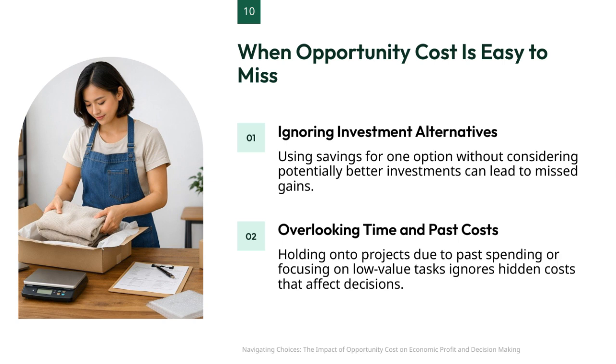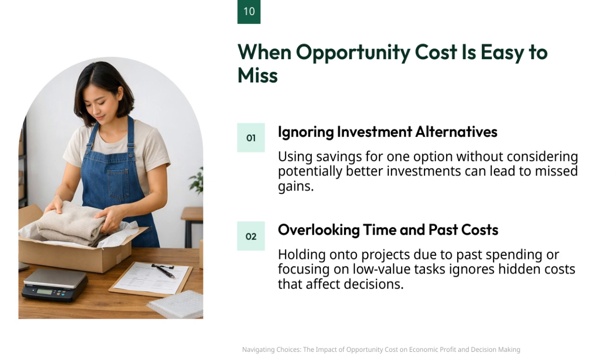The second point is about overlooking time and past costs. People often hold on to projects simply because they've already invested time or money in them, or they get caught up in low-value tasks. But this mindset ignores the hidden costs tied to those decisions. It's important to remember that the time we spend or money we've already put in shouldn't dictate continuing something if it's no longer the best use of resources. Both of these points highlight how easily opportunity costs can slip under the radar, which can lead to less effective choices and missed opportunities.